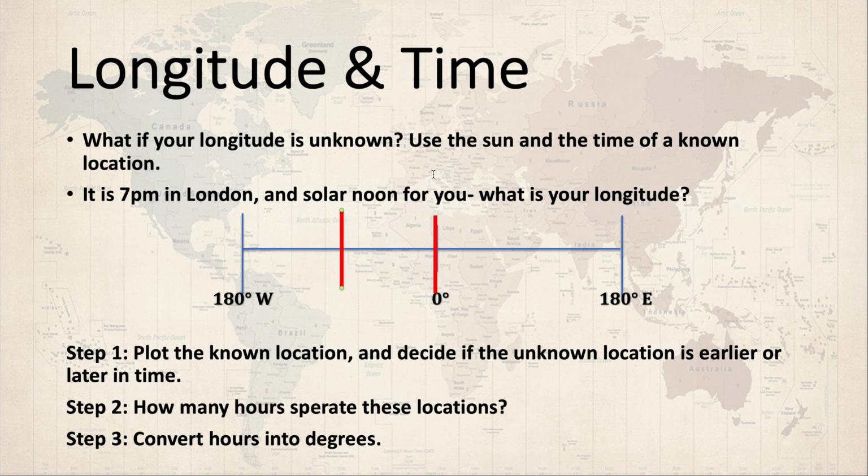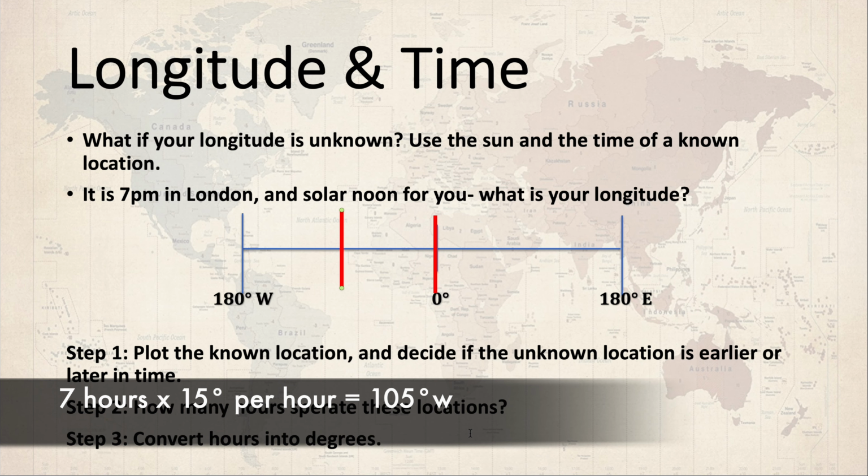We know that everything to the left will be earlier at that exact moment, and it will be later to the right. Now I need to calculate how many hours separate us. Well, between noon and 7, there are 7 hours that separate us. Well, my last step is to convert those hours into degrees. Well, I know that every hour is equal to 15 degrees. So I would take 7 hours of distance between my location and the known location and multiply it by 15, and I would find that I'm 105 degrees west of the known location.